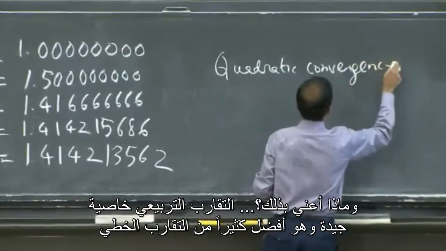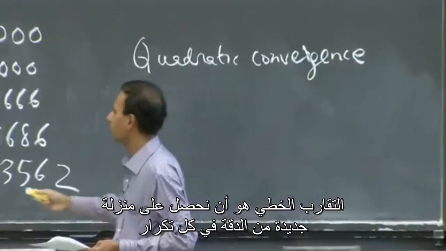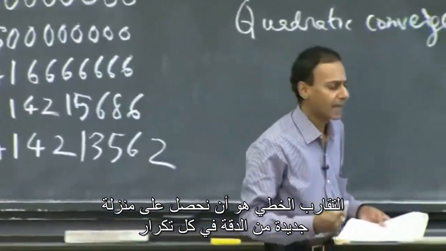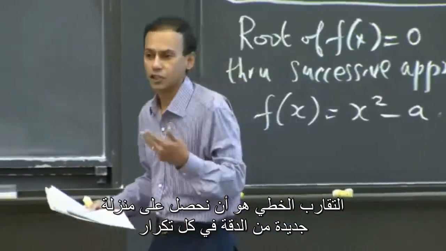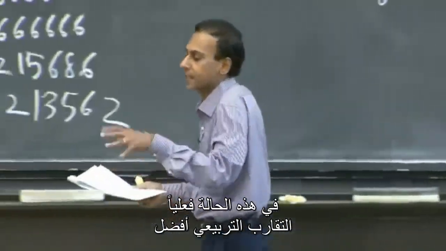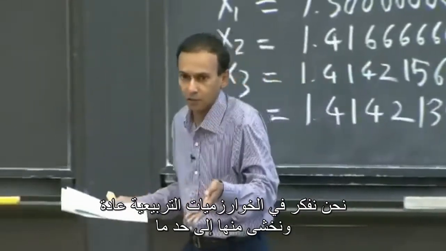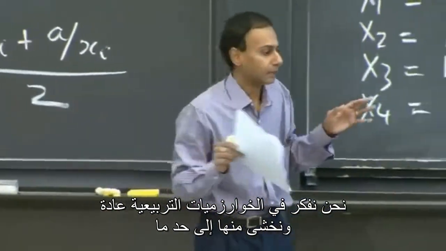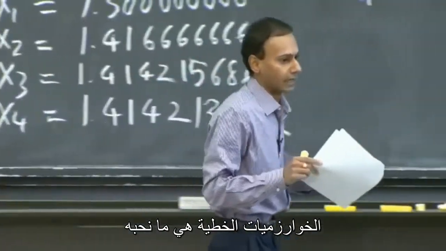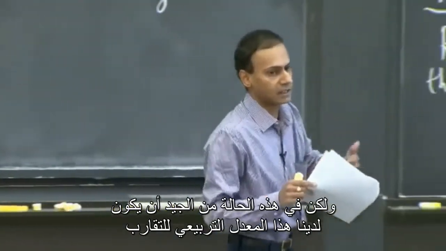It's much better than linear convergence. Linear convergence would mean that you get an extra digit of precision for every iteration. Okay, so in this case, actually, a quadratic is better. Usually we think of quadratic algorithms and we kind of throw up, but linear algorithms is what we like, right? But in this case, it's actually a good thing.